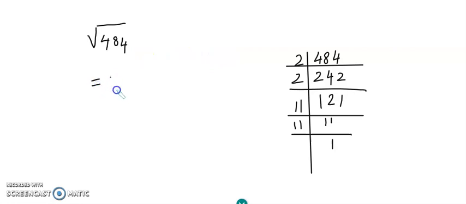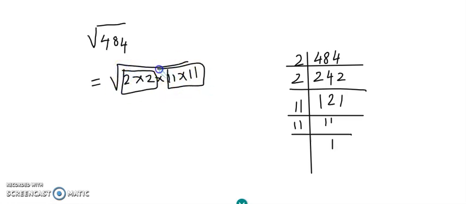So what did we do? We wrote it as 2 times 2 times 11 times 11, right? We made a pair for the first one and the second one, right? So we ended up taking only one number out from each pair, and that came out as 22. This is how we did the prime factorization.